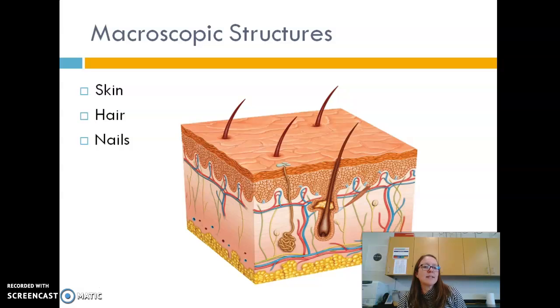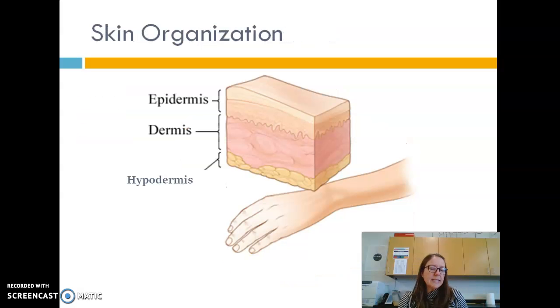Yes, the hair and nails do provide some functions that are important to defense, but this video is going to look solely at the skin. So let's look at the skin and how it's organized. You can see here that we've got 3 layers within the skin, and each of those layers provides several different functions. We're going to look at those from the outermost to innermost.